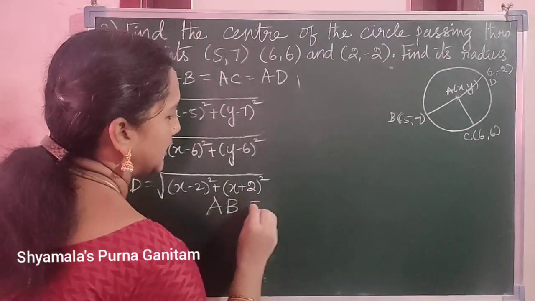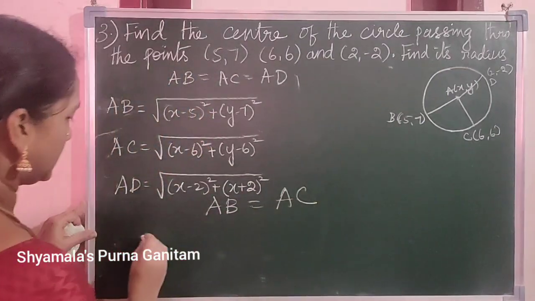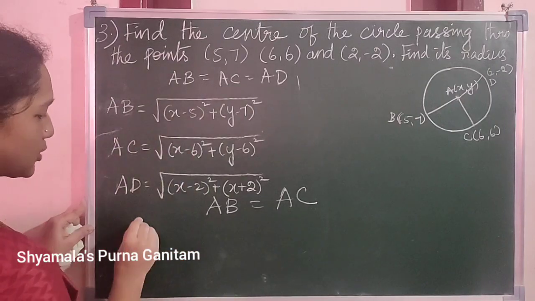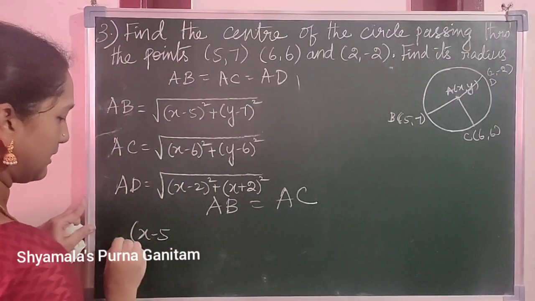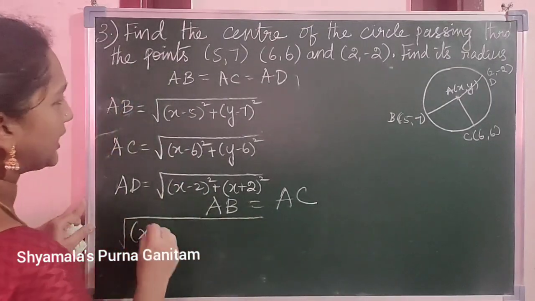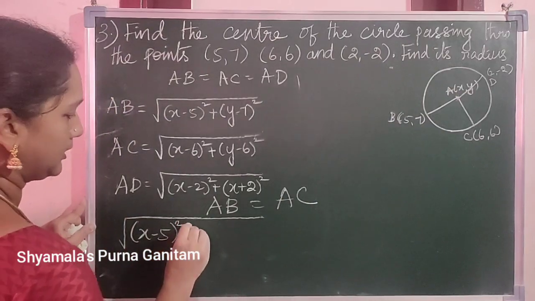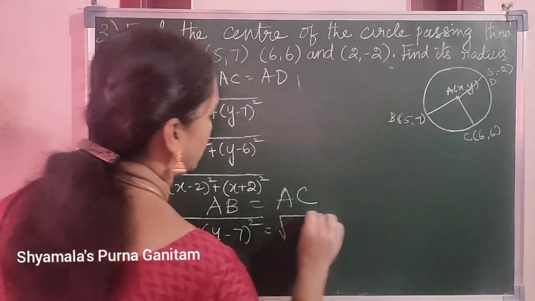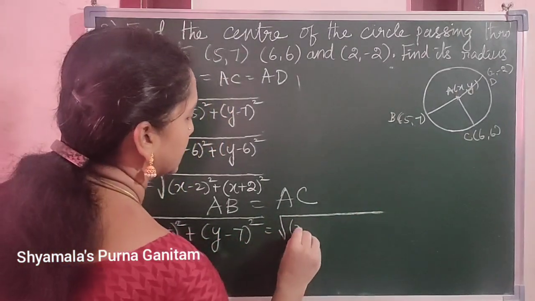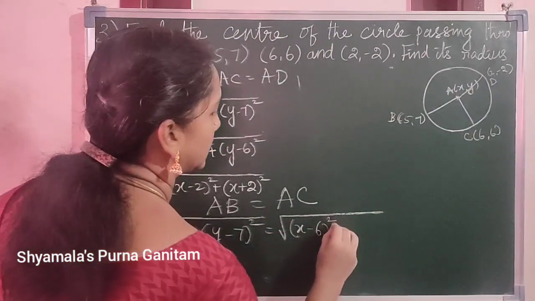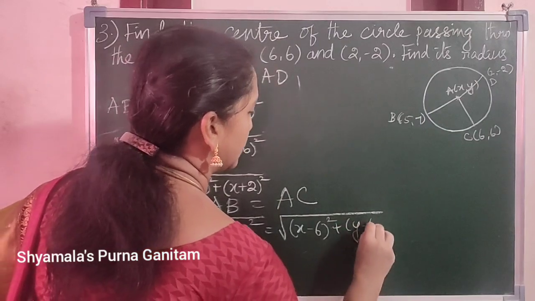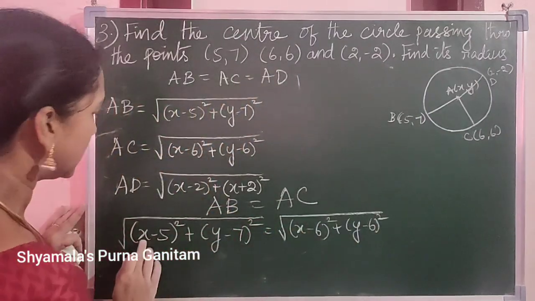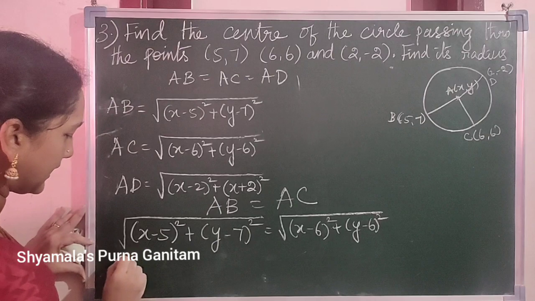AB is equal to AC. So AB squared is (x minus 5) the whole square, same thing only, I don't have space there, so I am writing it here like this, plus (y minus 7) the whole square is equal to AC, which is (x minus 6) the whole square plus (y minus 6) the whole square. So squaring, I will get only the numbers that are there inside.